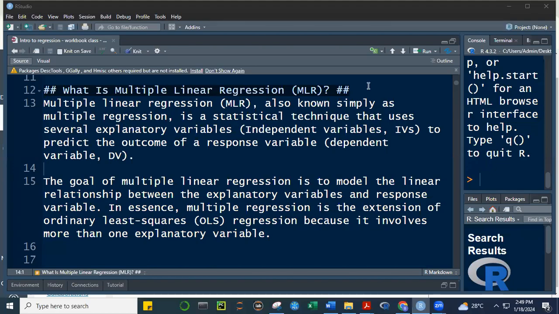Good afternoon, everyone. Today we're going to start our discussion on multiple linear regression. I think last time we had this introduction, we said that linear regression is a statistical technique, the objective of which is for us to be able to describe the variable of interest, the dependent variable, making use of our explanatory or independent variables.